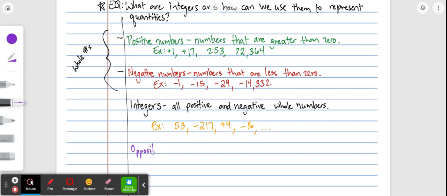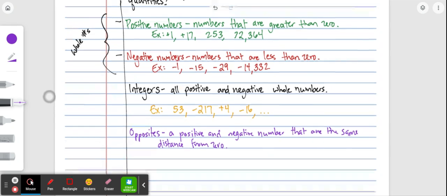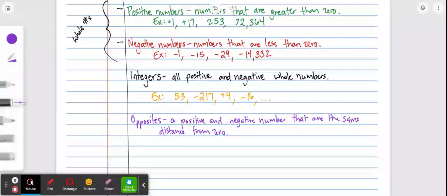Okay. Now, when I work with integers, I have something called opposites. Opposites. Okay, and I bet you can guess what an opposite is based on what you know about opposites. Okay, opposites are a positive and a negative number that are the same distance from 0. Okay, again, a positive and a negative number that are the same distance from 0.